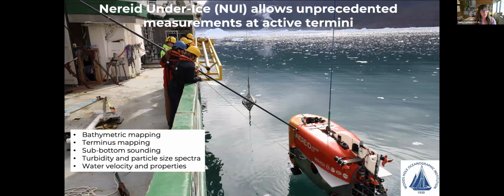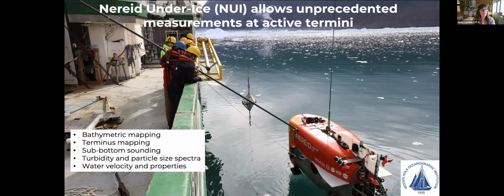But the main tool that we used was this submersible called Nereid Under Ice, which was built by Woods Hole Oceanographic Institute. And this is a submersible that was built specifically to be near ice, primarily under sea ice. And it's never been used in a glacier terminus environment before. So it was a new test case for them.